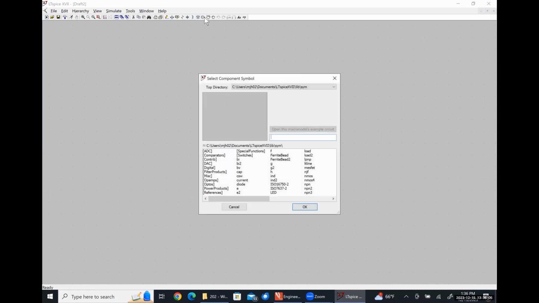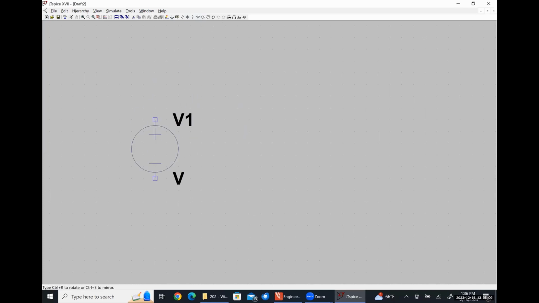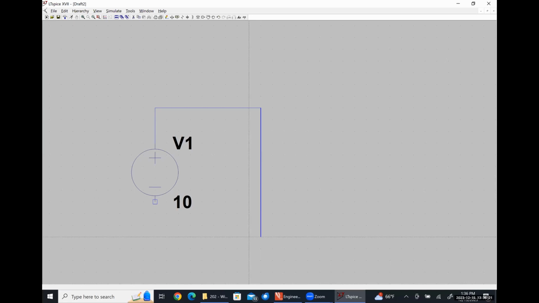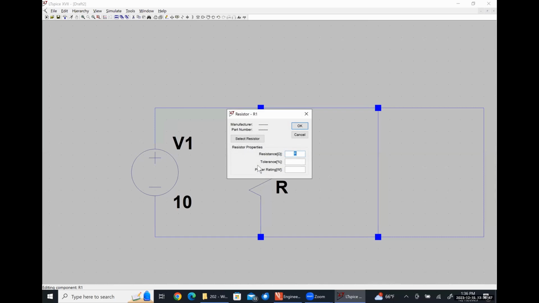So during the transient condition, my circuit is going to look something like this. I have my 10-volt voltage source, and I'm going to connect that in parallel to a resistor. I'll put the resistor in a moment. Then I'm going to have a resistor across the top here. This branch is going to be for my inductance. This branch over here is going to be for my capacitance. So let's see, I need a 5 ohm resistor right here.